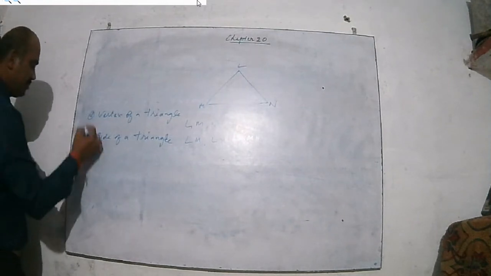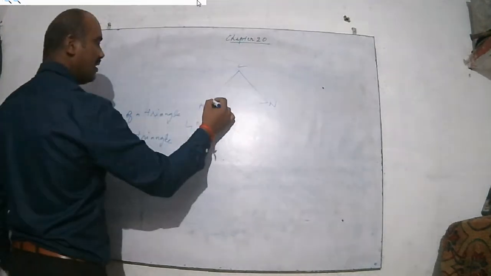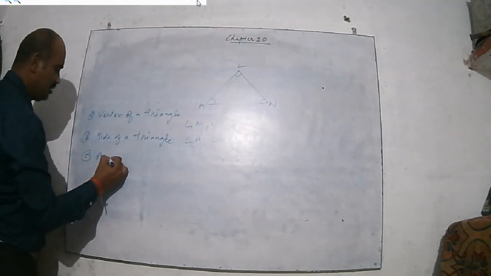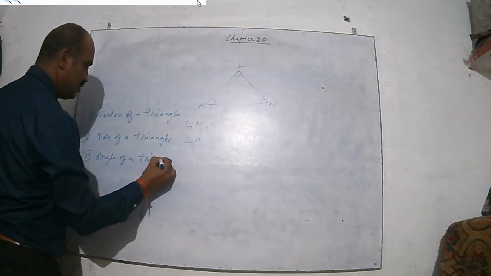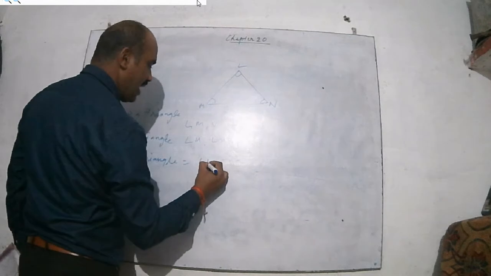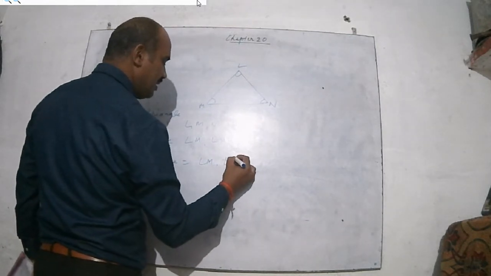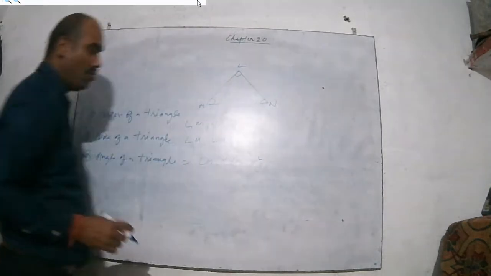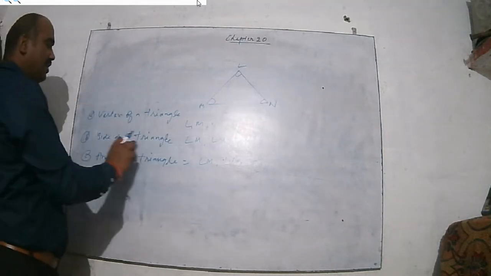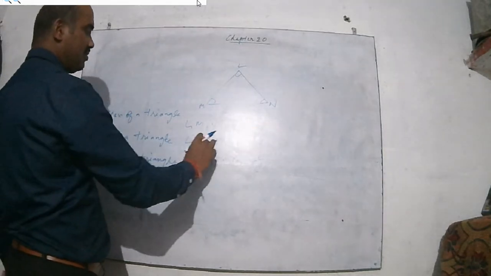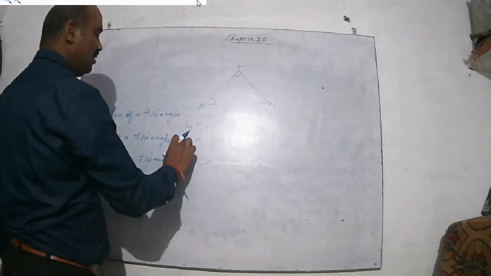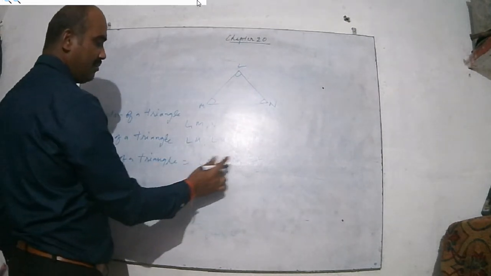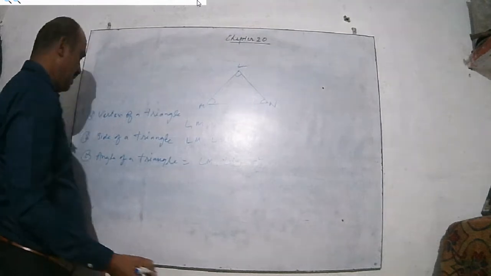Angles of a triangle. Now here, this is the angle, this is the angle, this is the angle. So you can write angles of a triangle. Now here you see this is our angle M, angle N and angle L. Hope that you understand that. Vertex of a triangle, element; side of the triangle, LM, LN and MN. Okay. Now angles of a triangle are angle M, angle N, angle L. Okay.